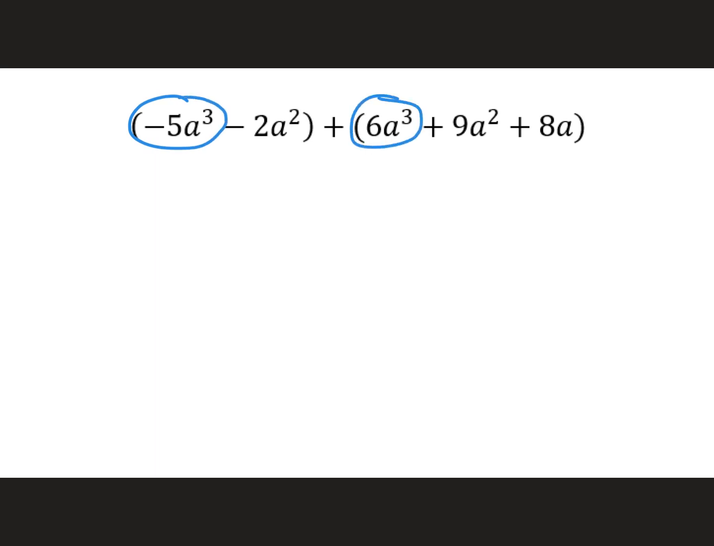So what is negative 5 plus 6? Positive 1, a to the 3. I'm not even going to put that positive 1 because we don't need to show that. And then my strategy is I will cross those out so that I don't look at them anymore.